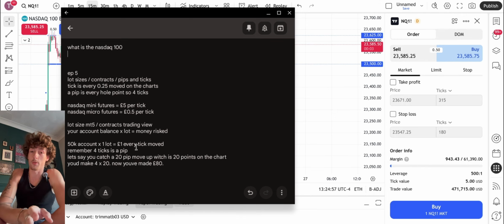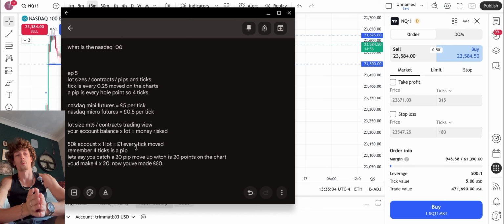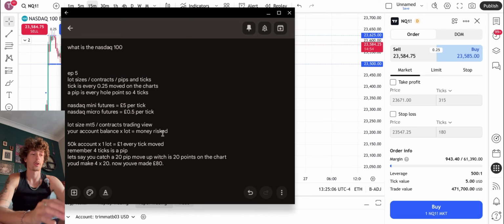Now, risk management is also another thing. This is why I personally believe you can't make a lot of money with smaller accounts, because in order to make as many trades as possible, you want to risk as little as possible. So we'll write it here, yeah.